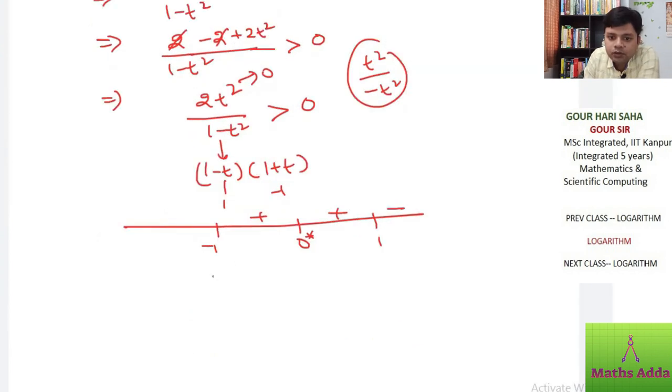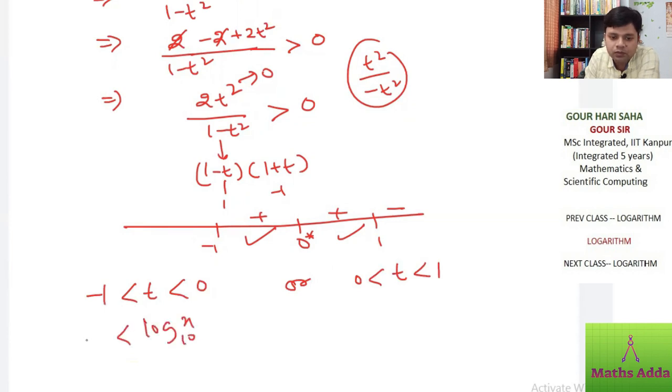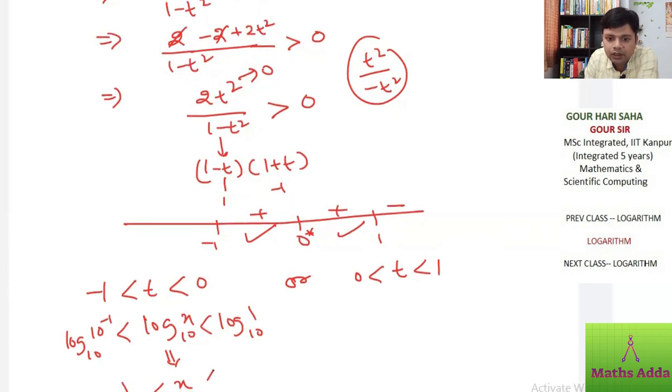We are looking for positive, so this and this is our answer, that is t is from minus 1 to 0 or t is from 0 to 1. t is what? Log of x base 10, and this is minus 1. Can I write this as log of 10 to the power minus 1 base 10, and this is log of 1 base 10. Log 1 is 0. So if you remove log, since it is base 10, no change, just copy it, remove log. It is 10 to the power minus 1, that is 1 by 10, and this is 1.